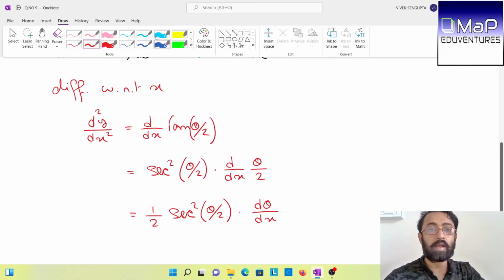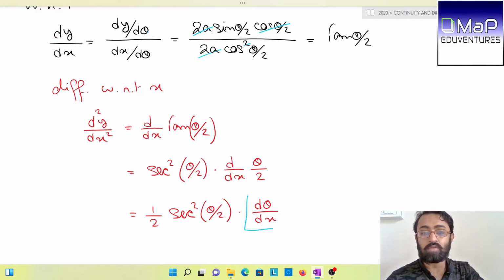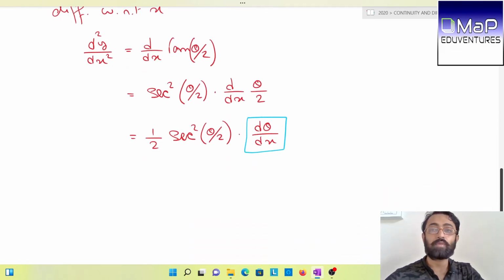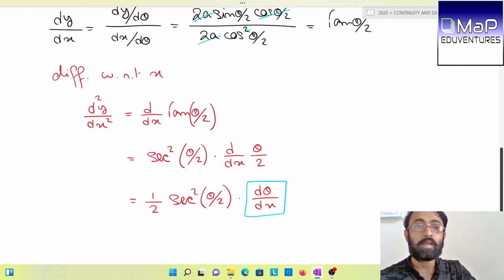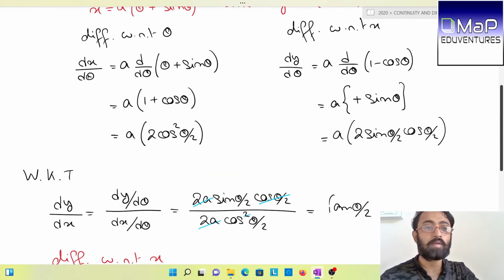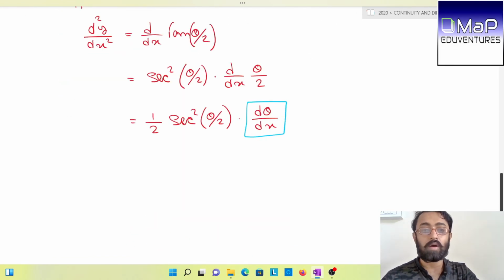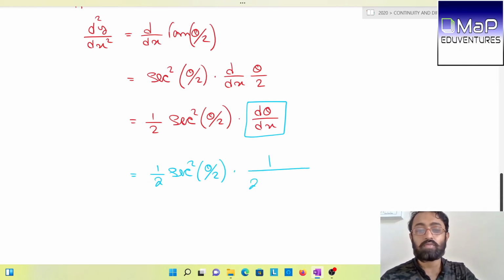Now this dθ/dx is an unknown term. It cannot remain, otherwise your answer will not be complete. So what should we do? You will get this dθ/dx from dx/dθ. So for the dx/dθ result, just take the reciprocal of it. So we will have 1/2 sec²(θ/2), and we will get here 1 by 2a cos²(θ/2).